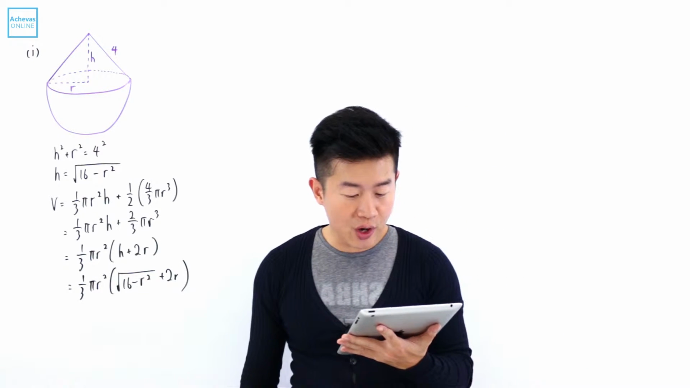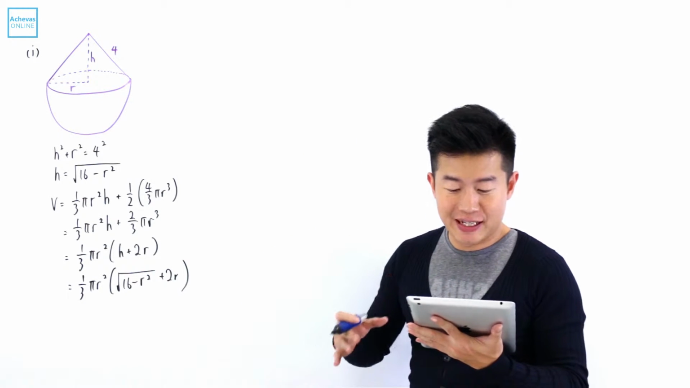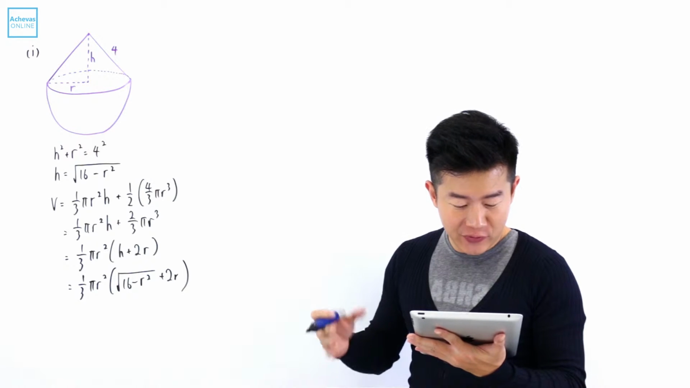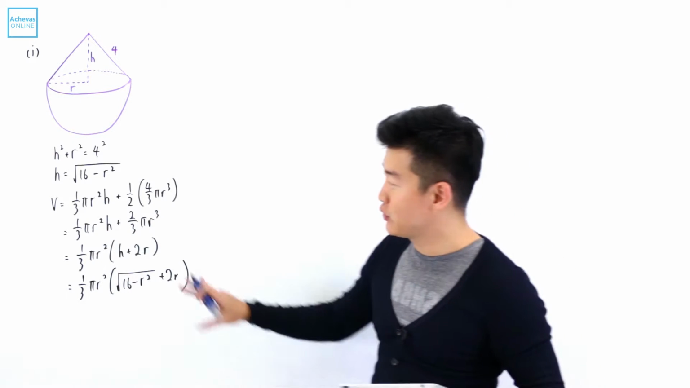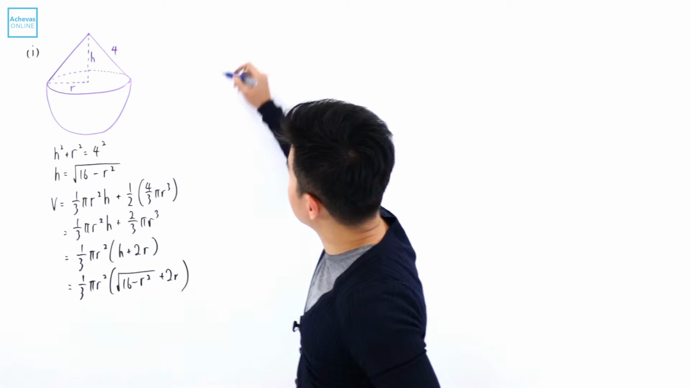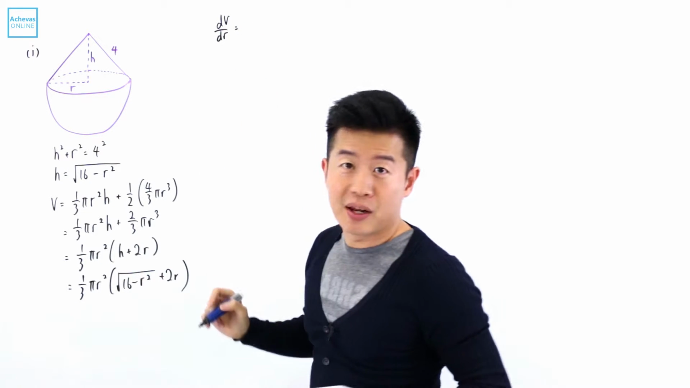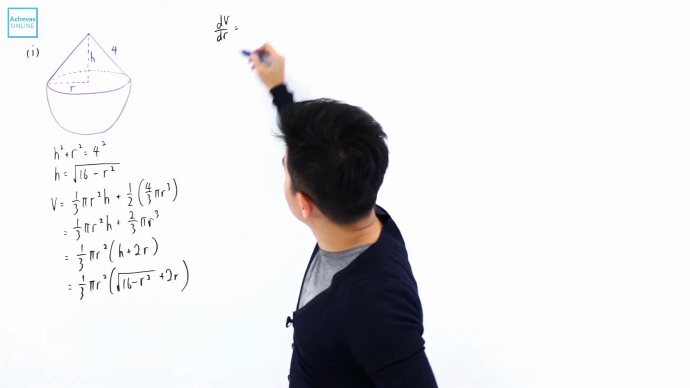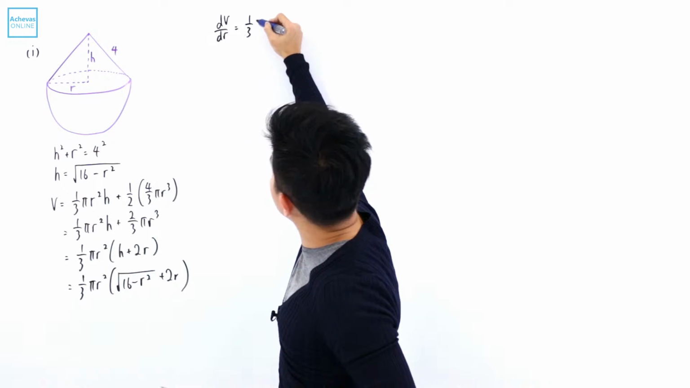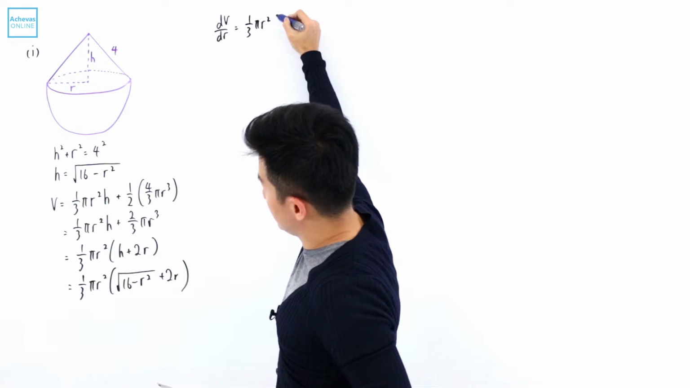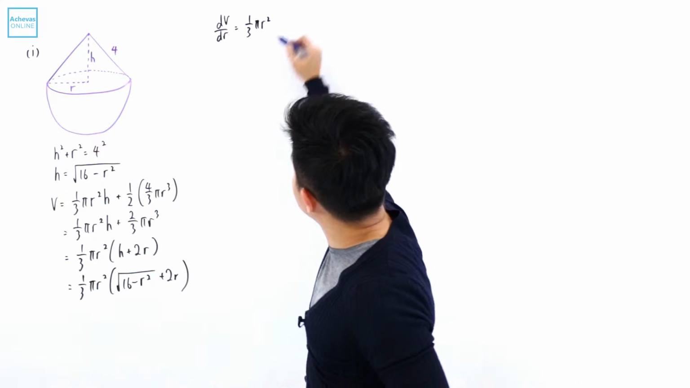When r is equal to r1, the volume is the maximum. That is when dV/dr is equal to 0. So let's first try to find dV/dr, by applying the product rule, where it is going to be 1 over 3πr². I'm going to differentiate this.